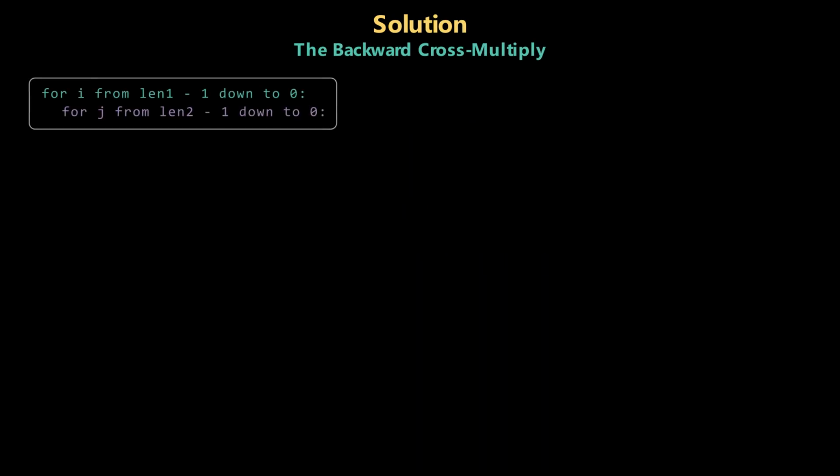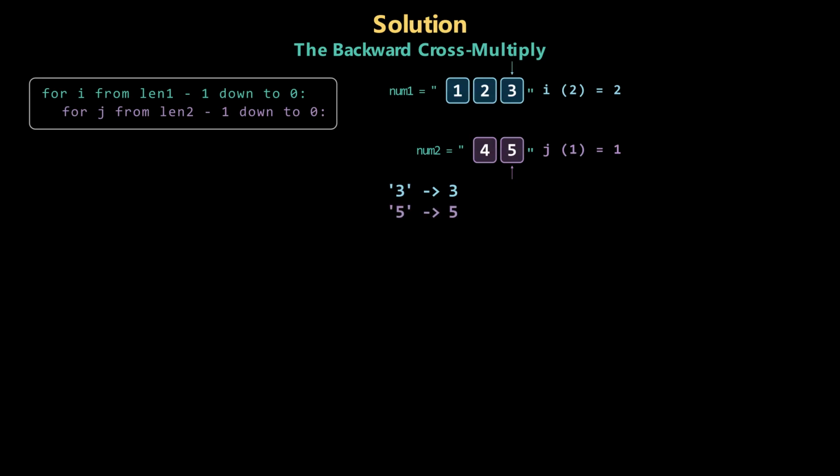Now we launch our primary cross-multiplication engine. We spin up two nested loops that traverse our strings completely in reverse, moving from right to left, exactly like we do on paper. In each step, we extract the characters at pointers i and j, strip away their text formatting to isolate their raw numerical values, and calculate their product.